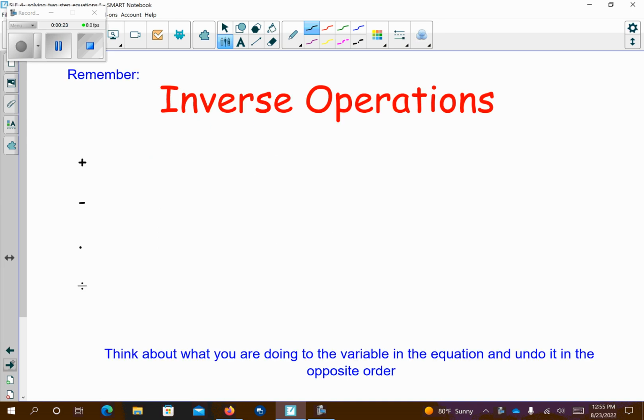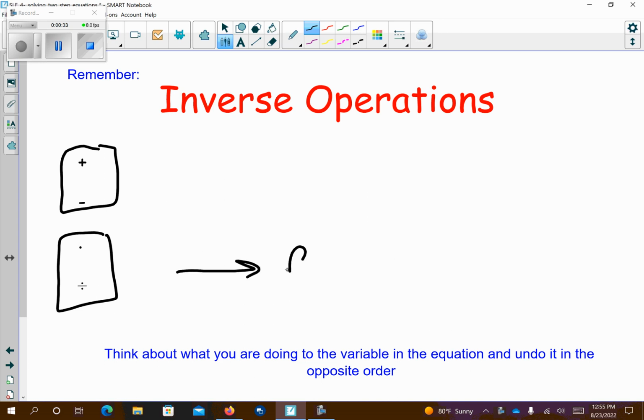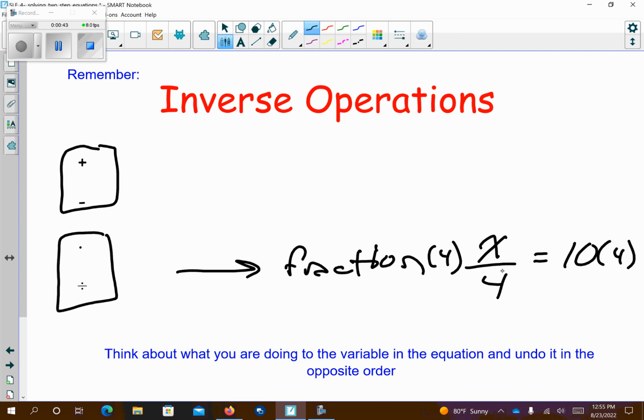So remember, we talked about the inverse operations. Addition and subtraction undo each other. Multiplication and division undo each other. Remember, division might also look like a fraction. So if you had something like this, in order to undo it, you'd have to multiply both sides by 4, so that would give you then 40. Okay, so opposite operations. But we have to do two operations, okay?